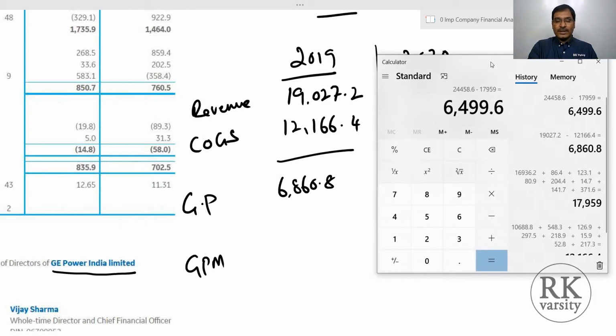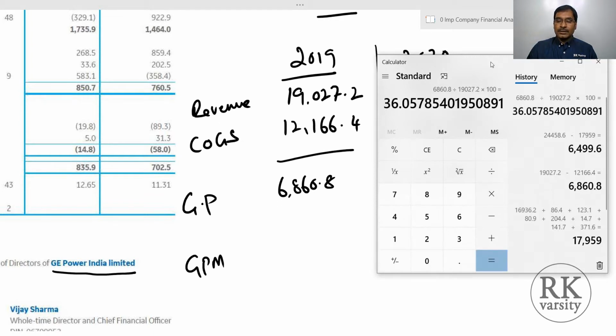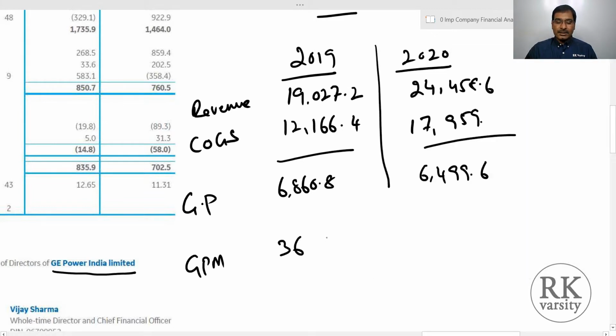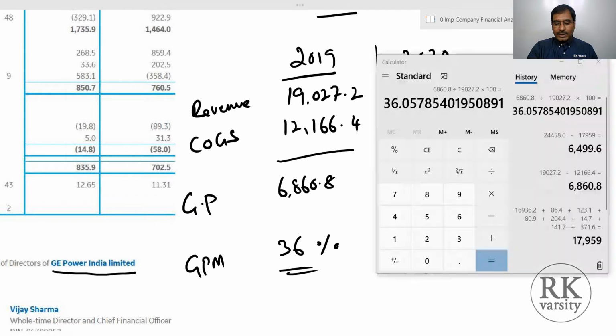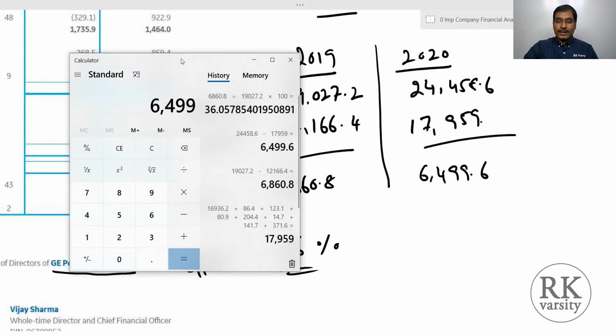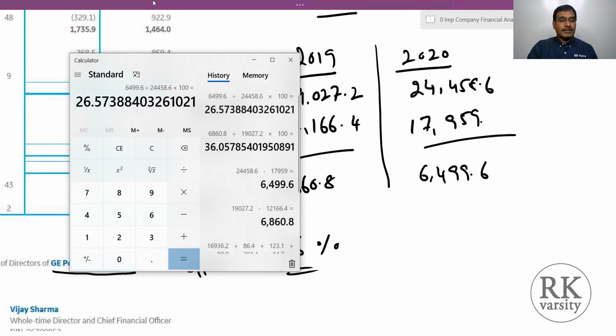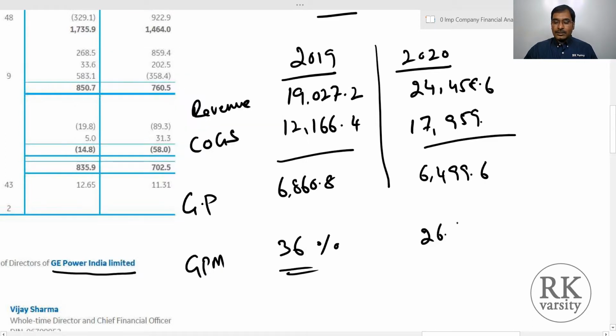Now your gross profit margin, so this equals gross profit upon revenue from operations. Now for the first financial year, that is 2019, this is 6,860.8 upon 19,027.2 into 100. So 36.1, let us say the gross profit margin here is 36%, and then for 2020 6,499.6 upon 24,458.6 into 100, 26.57, or let us say 26.6%.